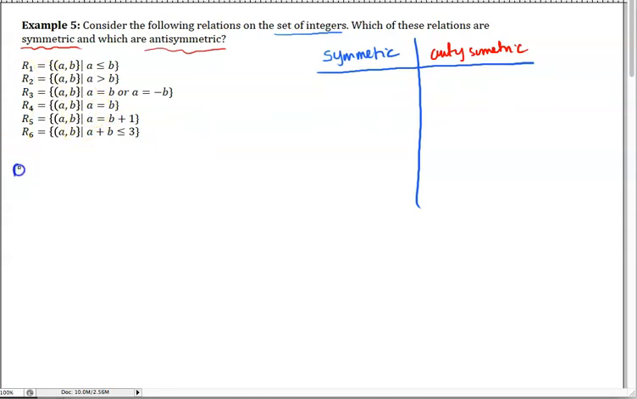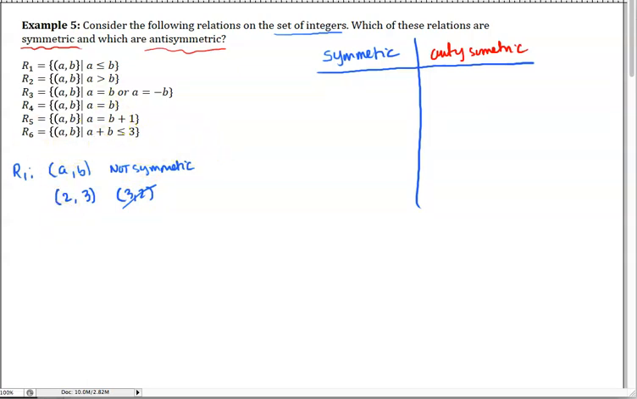So let's look at R1. R1 is the set of pairs of points for which A is less than or equal to B, where the first number is less than or equal to the second number. Is it symmetric? The answer is no. The reason is that if I have something like 2, 3, where 2 is less than 3, then 3, 2 cannot be in the relation because 3 is not less than 2. So it's not symmetric.